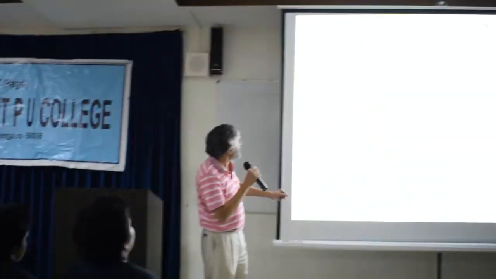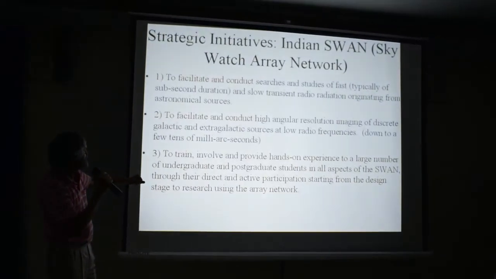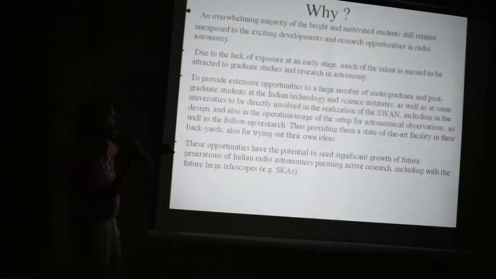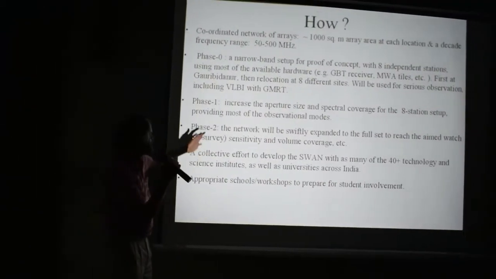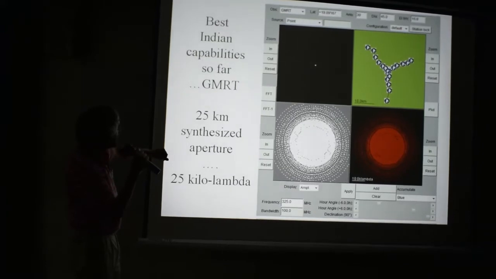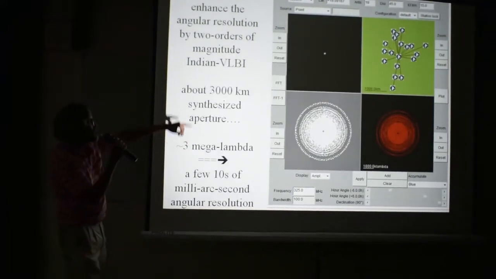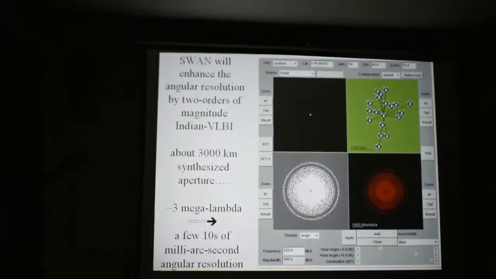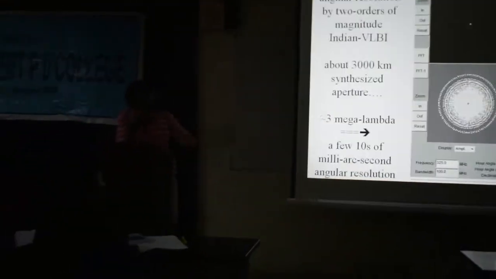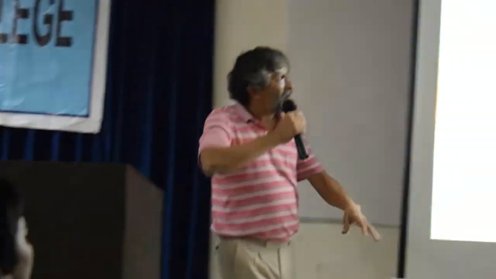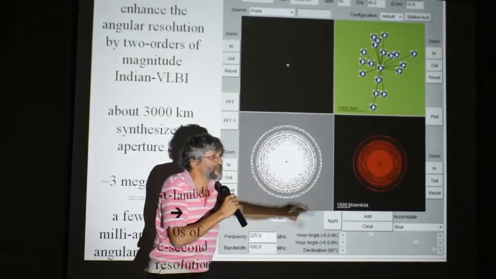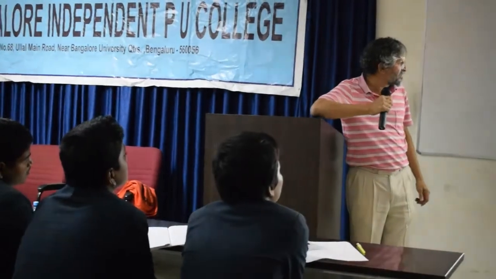So this is how it will look. If you take all the institutes, let's say IITs or NITs or ISERs or other universities across India, if you have 30 of them involved in it, we will produce an India-size telescope. Okay, that's the idea.